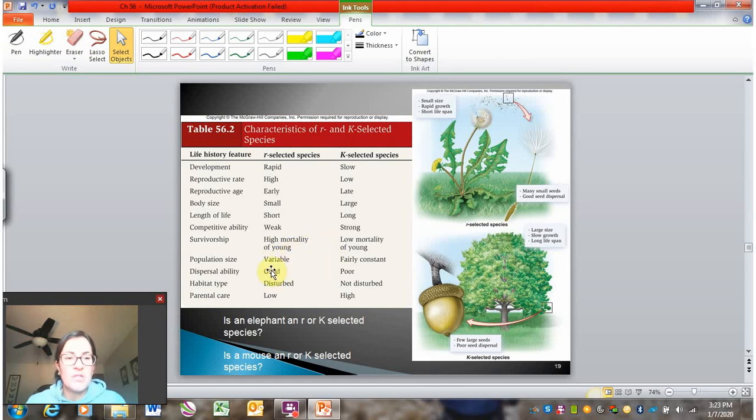They disperse very well. So again, think like a dandelion is optimized for dispersal. They generally have very low parental care, and they tend to do really well in disturbed habitats. So, for example, in a field that's been torn up by a tractor or a bulldozer, that's going to be a place where you're going to see a lot of weeds. You're not going to see trees doing well in that area, but weeds will be just fine.